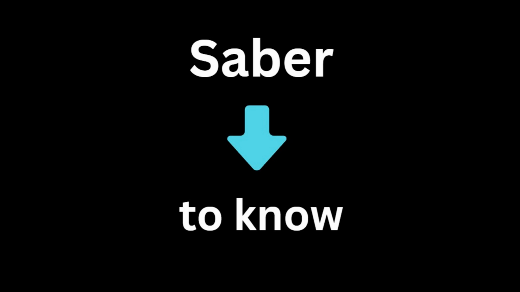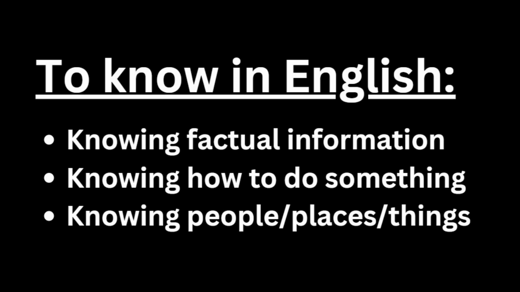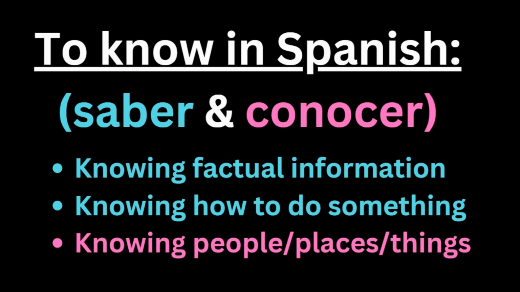The verb saber in Spanish means to know, but it's not used the same way as it's used in English. In English, we use the verb to know in many different ways, including knowing factual information, how to do something, and knowing people, places, and things in general. Spanish, however, encompasses only some of the things I've listed, and so the language creates two verbs for the verb to know, and in this video, I will only cover the verb saber.